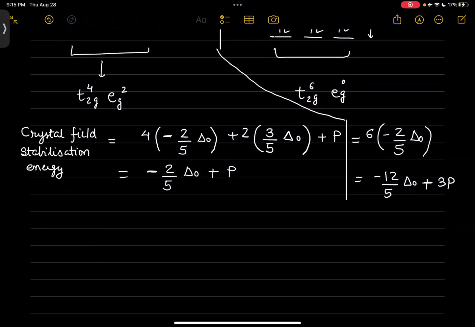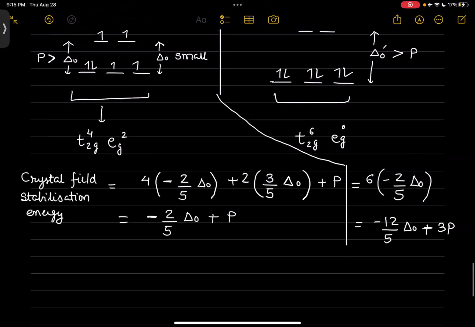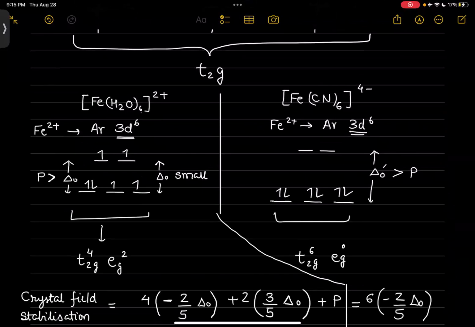Okay, if they give you the numerical, normally they don't get into the numerical much, but you need to understand the basic idea of what is happening, why the electrons get paired. The electrons get paired because there is higher splitting of the d orbitals, and that's why the electrons don't prefer to go to the higher energy. They continue to occupy the lower energy level, and by doing so they get paired up.